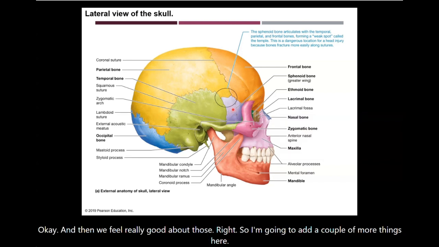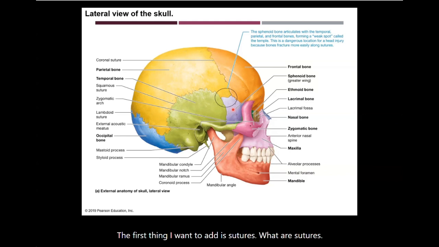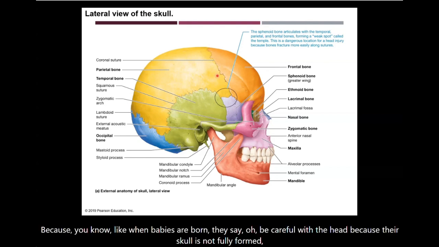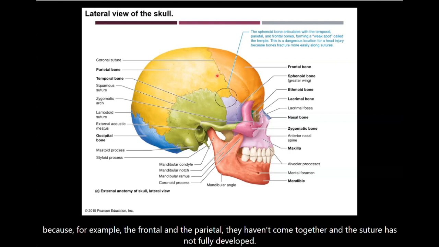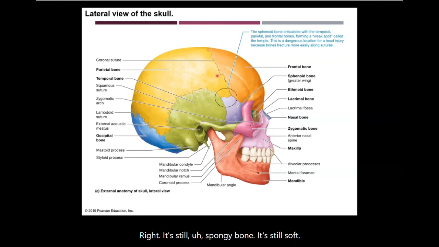So I'm going to add a couple more things here. The first thing I want to add is sutures. What are sutures? You see how we have the frontal bone and the parietal bone. In between, we have a suture that connects these bones together, okay? Basically, that's how the skull is fully formed. Because when babies are born, they say, oh, be careful with the head, because their skull is not fully formed. For example, the frontal and the parietal haven't come together and the suture has not fully developed, right? It's still a spongy bone. It's still soft.